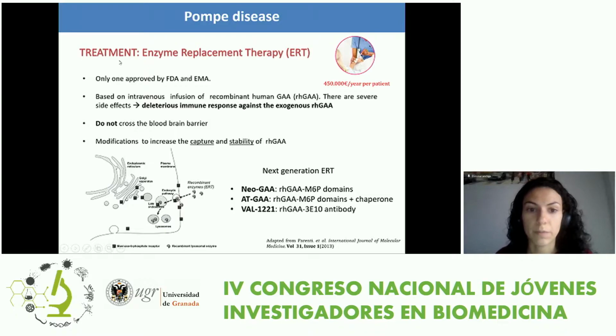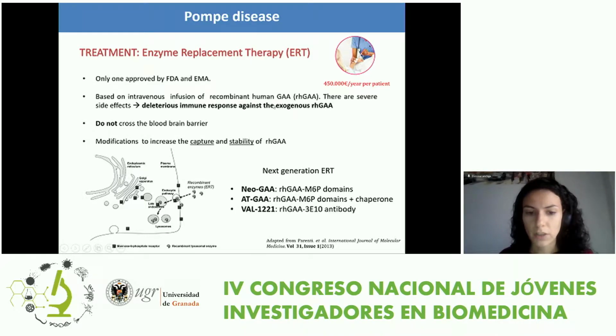Nowadays, the actual treatment for this disease is the enzyme replacement therapy. This is approved by the FDA and EMA. It is based on an intravenous infusion of the recombinant protein of the human recombinant GAA. However, there are several problems, like its cost is very expensive, and there are some severe side effects, like the immune response against the exogenous recombinant protein, and this recombinant protein doesn't cross the blood-brain barrier.